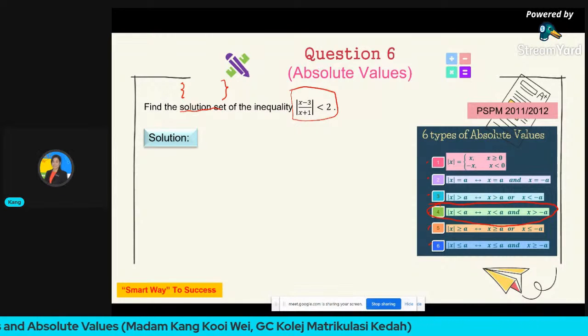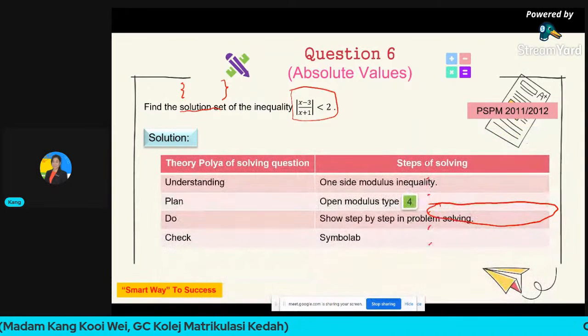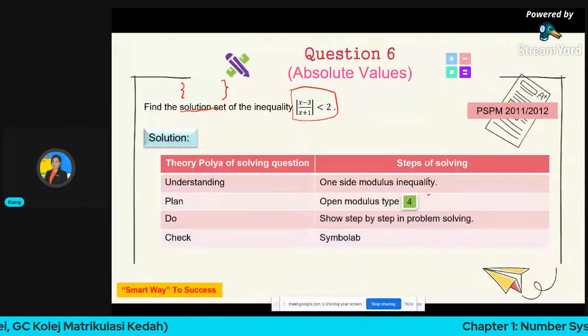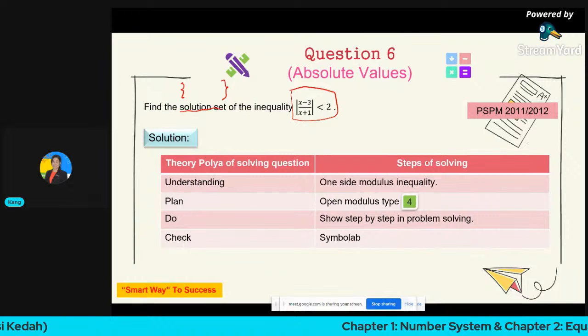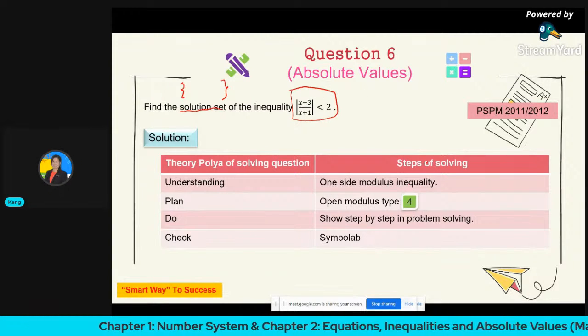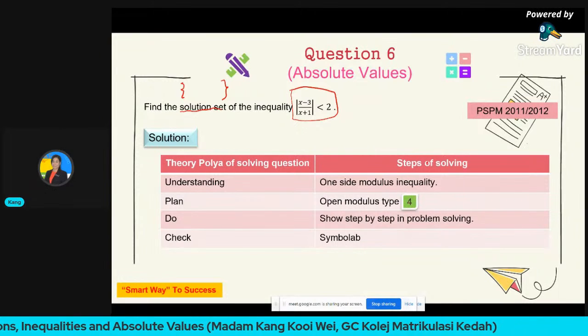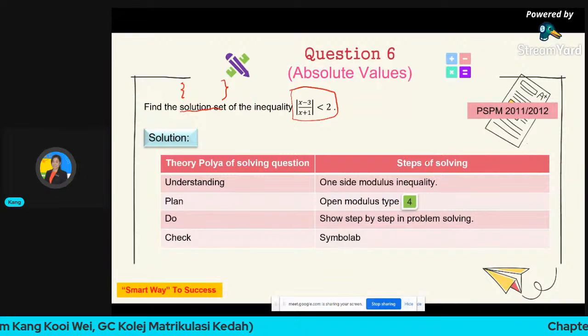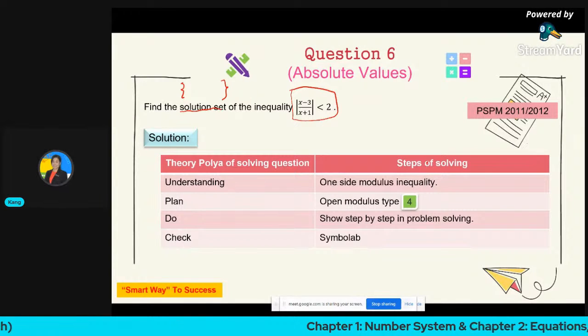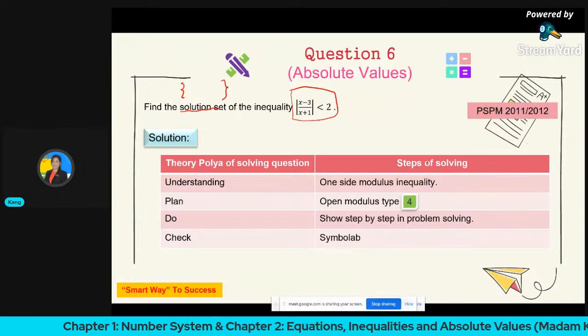Okay. So now we look at the theory process of solving questions. First, we need to understand it is a one-side modulus involving inequalities. Then we need to choose the correct method to solve it. We open the modulus, using type number 4. If you don't want to memorize 1, 2, 3, 4, just remember how to open the modulus, same as Madam showed you just now. Then we need to show the step-by-step in the problem solving. Don't jump the steps. Then we use the symbol lab to solve the problem.